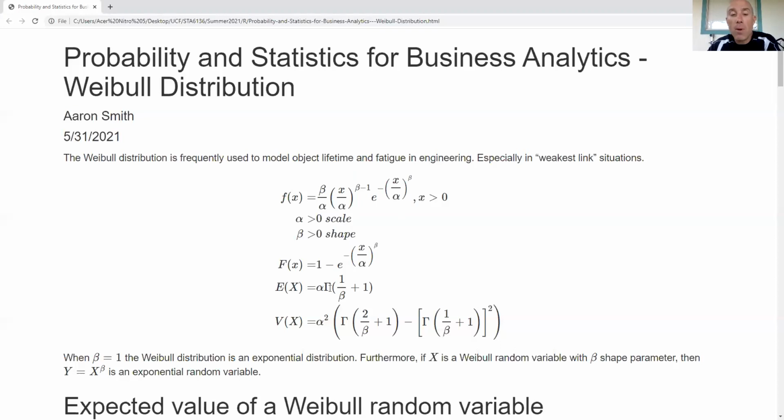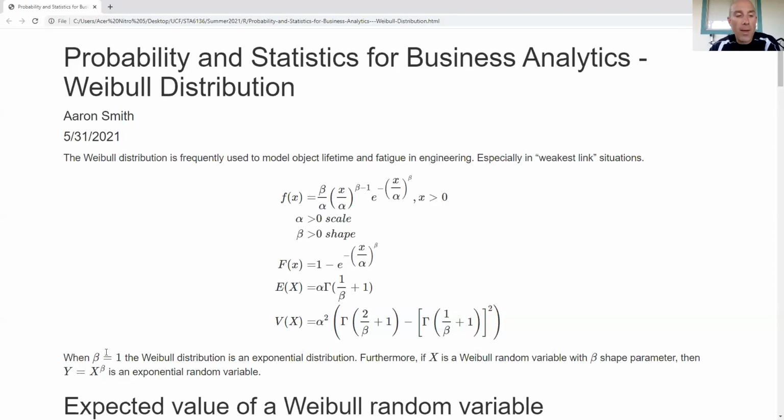Now, what's our expected value? Our expected value is alpha, that is the scale, times gamma of 1 over beta plus 1. Remember that shape is beta. Now, the variance, once again, we have the gamma function. It's going to be gamma of 2 over beta plus 1 minus gamma of 1 over beta plus 1, all of that squared, and then the whole thing gets multiplied by alpha squared. There's a lot going on there.